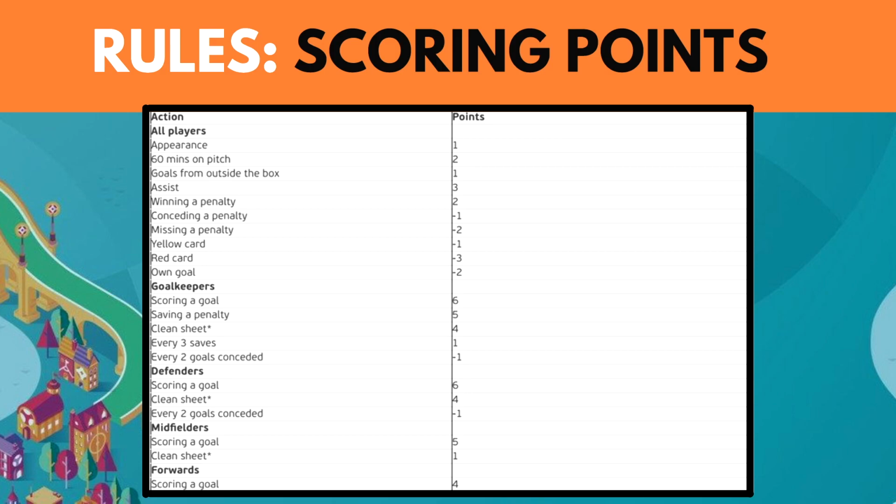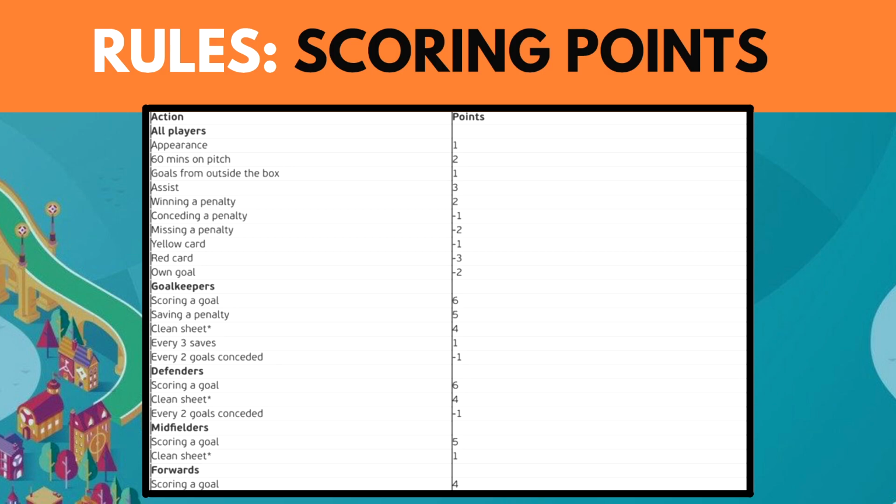Assist is pretty straightforward. That pass or that chance, which basically leads to a goal, is given 3 points. Now if a player wins a penalty, he gets 2 points. If a player concedes a penalty, that's a -1. Now if a player is taking the penalty and he misses it, then there's a -2. A yellow card is -1, a red card is -3, and if a player scores an own goal, that is -2 points. I'm pretty sure you would want your players to avoid those minus points, to be very frank.